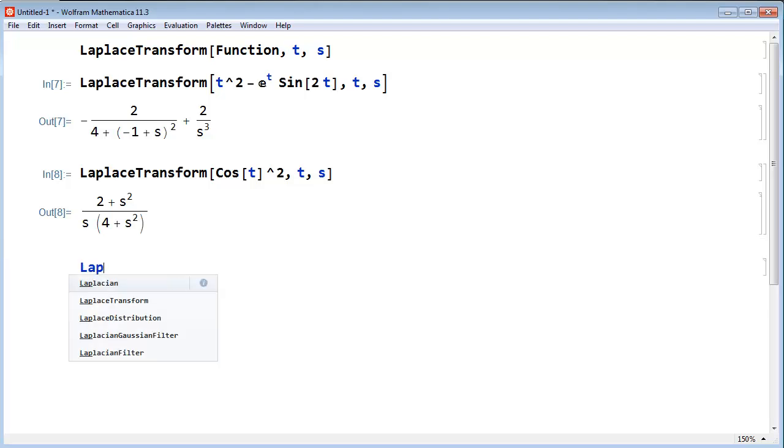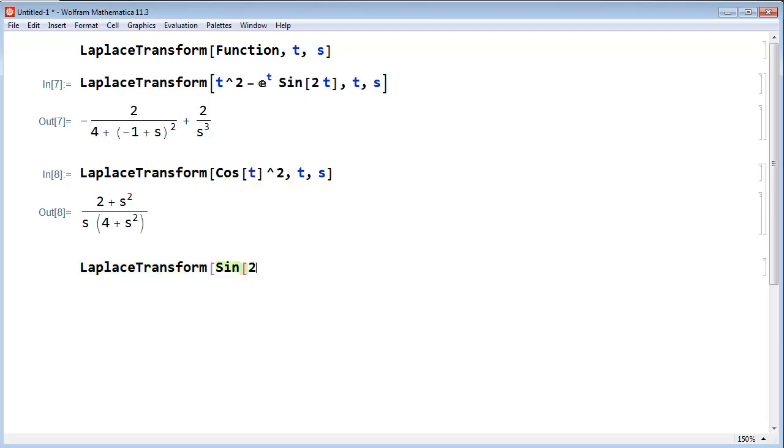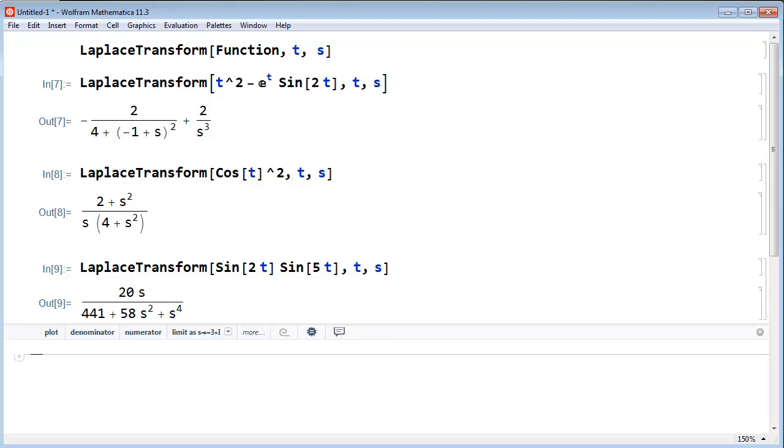If you want to take the Laplace transform of one of the other examples I did in the video, sine of 2t times sine of 5t, remember to put a space for multiplication, comma t, comma s, close the square bracket, and you'll get that. Okay, so that's how we do Laplace transforms in Mathematica. And one last example.